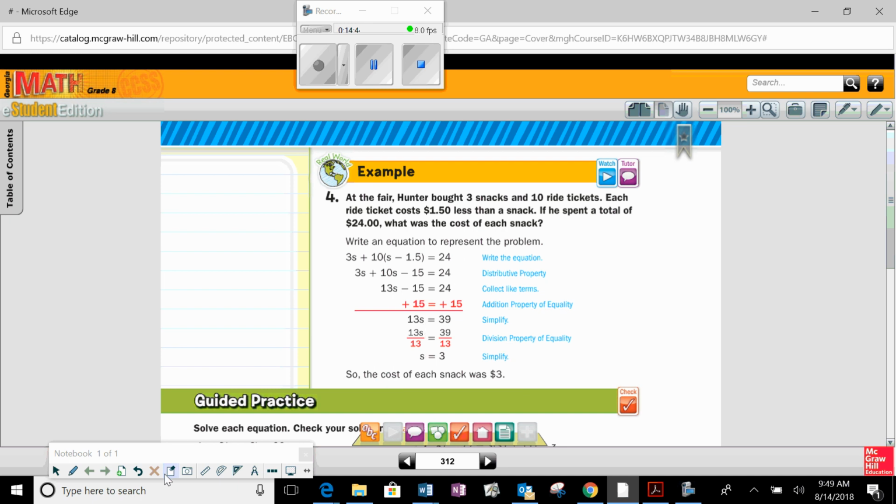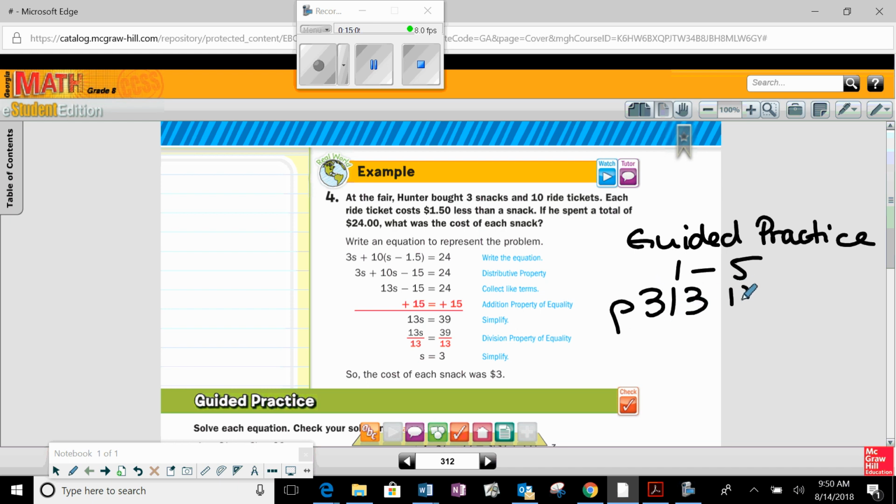Go ahead and complete the guided practice 1 through 5. And on page 313, I want you to complete the even numbers. So I want you to complete guided practice 1 through 5 and page 313, numbers 2, 4, 6, 8, and 10.